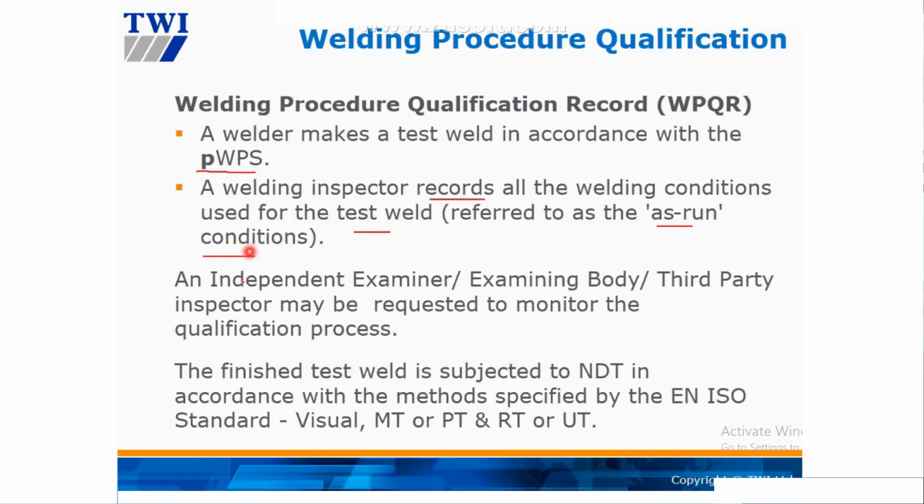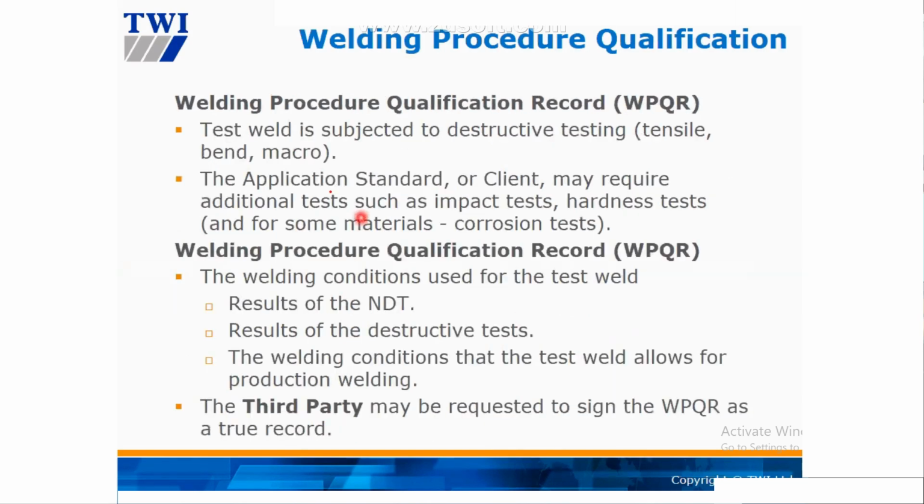After completion of the weld, an independent examining body, a third party, may be requested. The finished test weld is subject to NDT, carried out visually, and maybe you require MT or PT or maybe RT or UT. After NDT, it's accepted. Then the test weld is subjected to destructive testing, maybe tensile, bend or macro, or according to client or specification, they ask for impact, which is toughness, hardness, and sometimes corrosion tests.